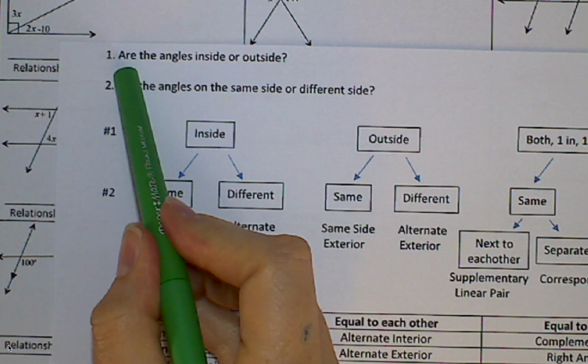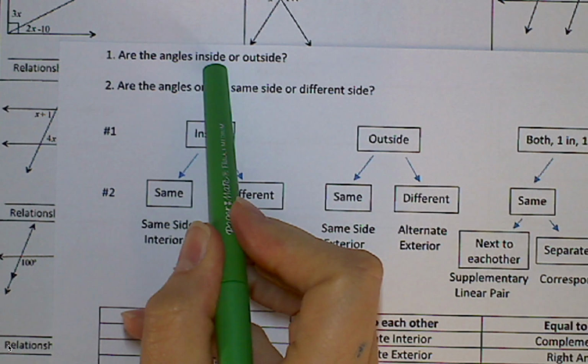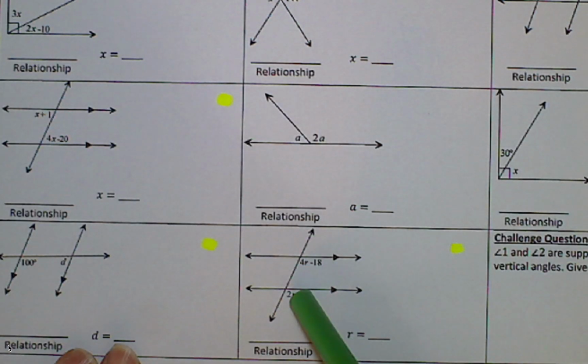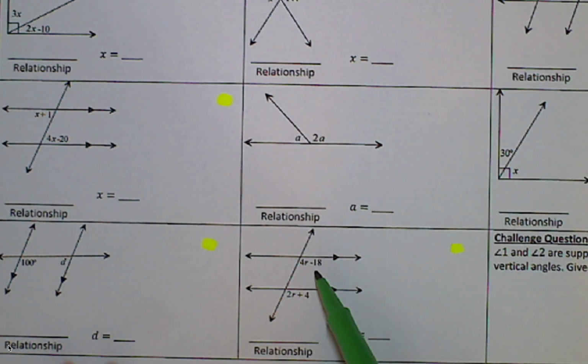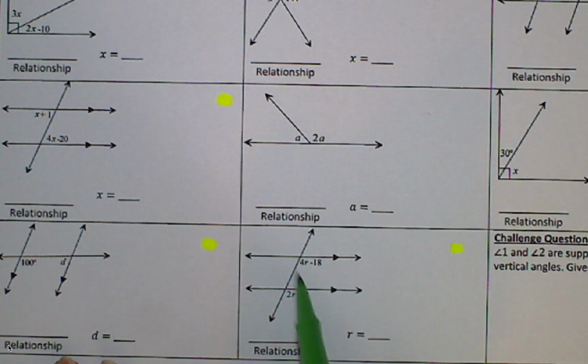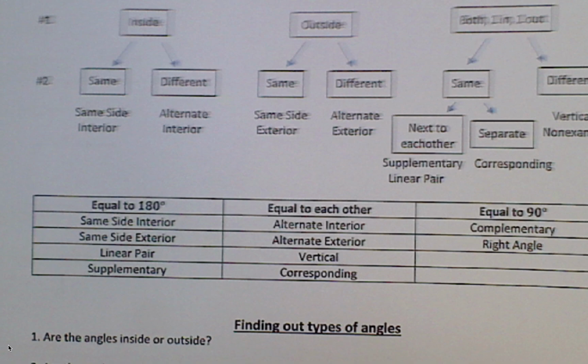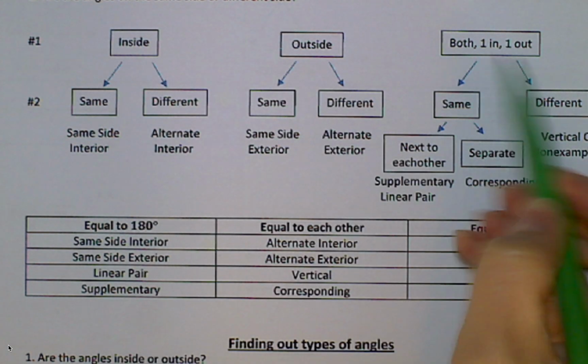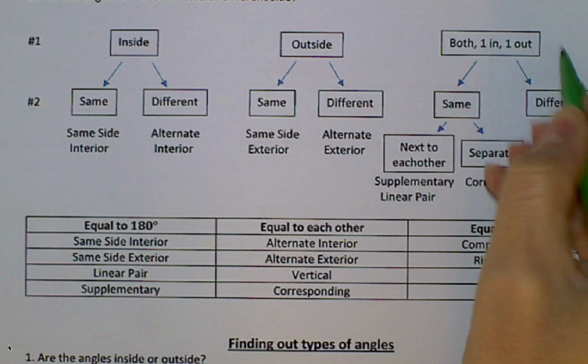What you're going to do is ask yourself this first question: are the angles inside or outside? So you're going to look at these and say, okay, are they inside or outside? Well, here are the parallel lines. One of them is on the inside of the parallel lines and one of them is on the outside of the parallel lines. So I'm going to look at my chart and say, okay, they're not both inside, they're not both outside. One is in, one is out. So I'm going to go to this value here.